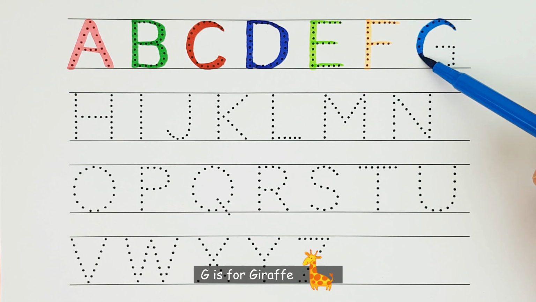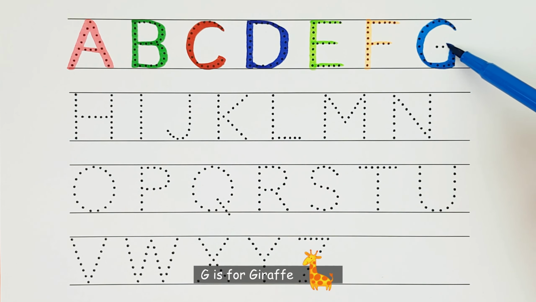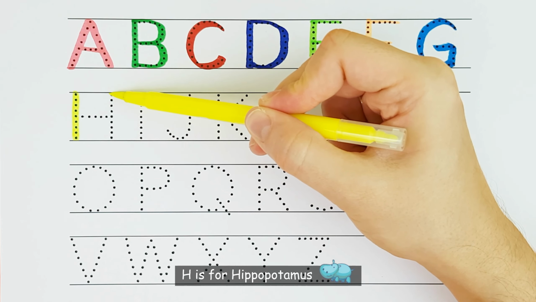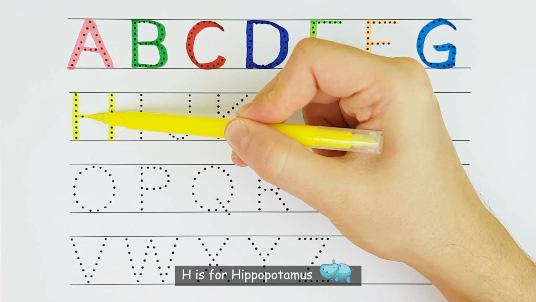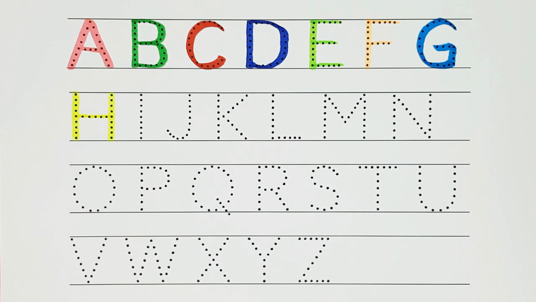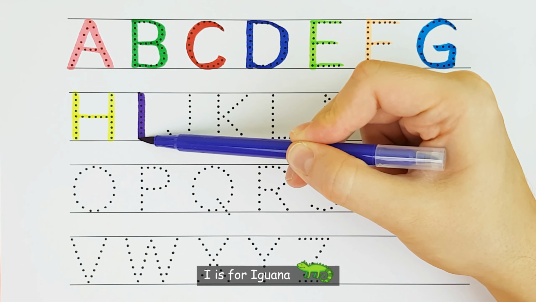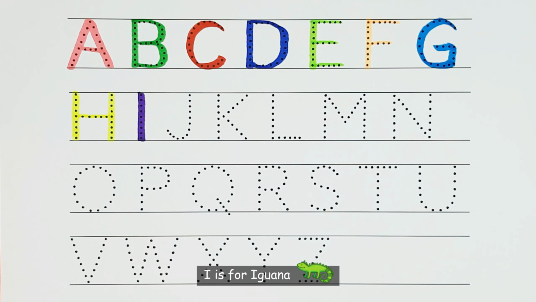G. G is for giraffe. G. H. H is for hippopotamus. H. I. I is for iguana. I.